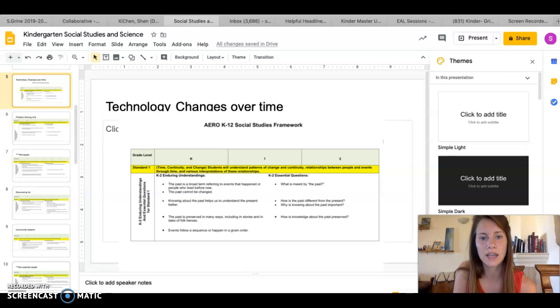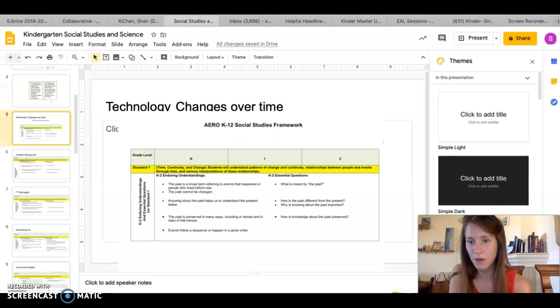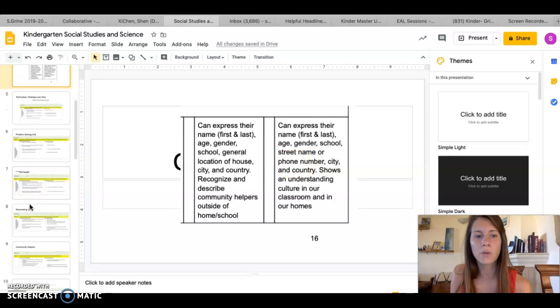Technology changes over time. We have a unit over that, and we really focus on how cars have changed over time, computers have changed, phones have changed, that kind of thing. So we do teach these standards, and we spend time on them. They are in our master plan, but again, when we assess them, we're left a little bit confused where to talk about it because of this limiting box on the assessment tool. So I'm looking at how we can broaden that.